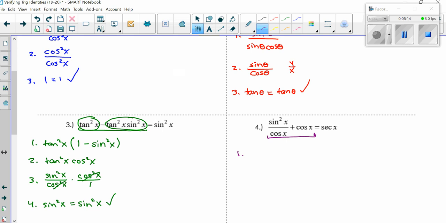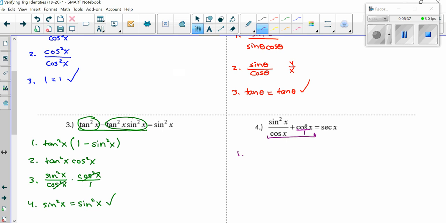There's a couple ways that you could go about this. I could break up this sine squared x, but that's just going to end up changing it into a tangent. So I'm actually going to get a common denominator here. So I'm going to do this. Since they're already a sine and cosine, there's really no need to manipulate it anymore. I just really want to get a common denominator at this point.